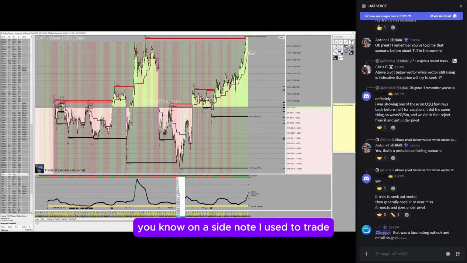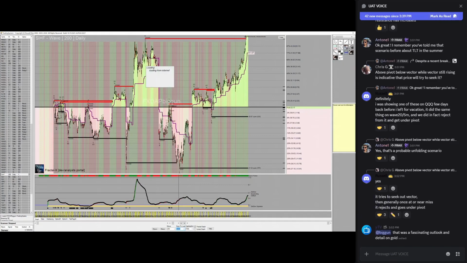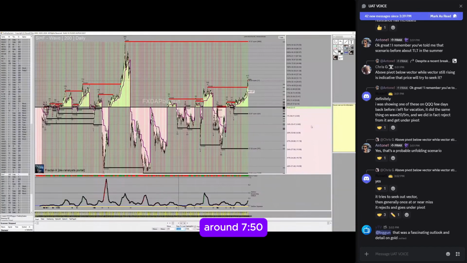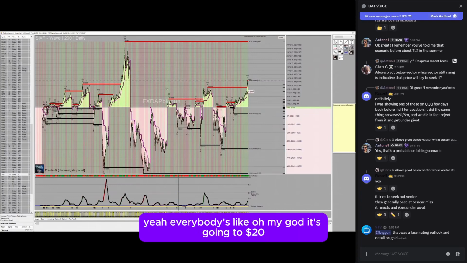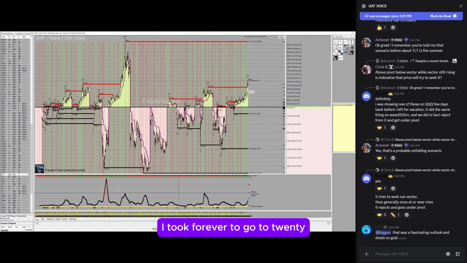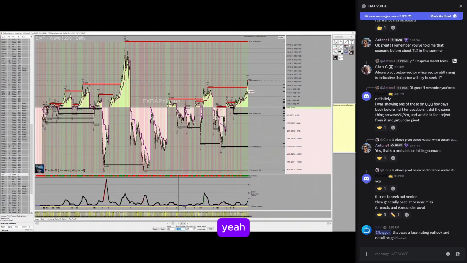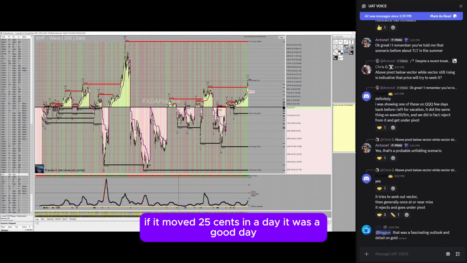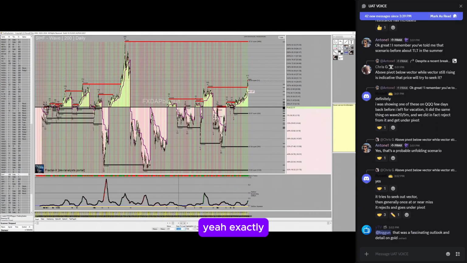On a side note, I used to trade silver futures. I don't trade them as much anymore, but I think back in the 80s the price was around 7.50, something like that. Sounds about right. And I remember everybody saying, "Oh my god, it's going to $20." It took forever to go to 20. Yeah, if it moved 25 cents in a day, it was a good day. Yeah, exactly.